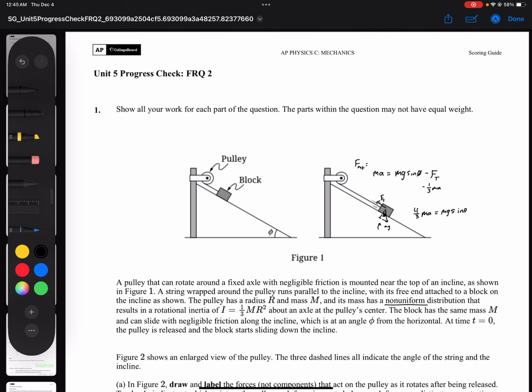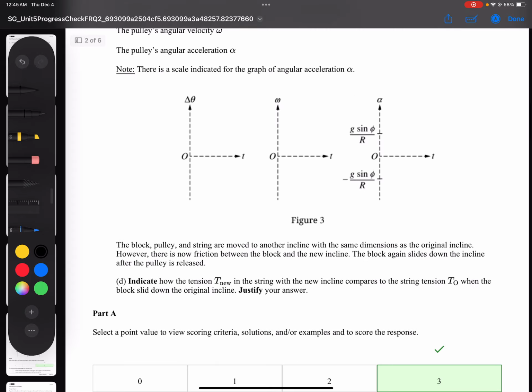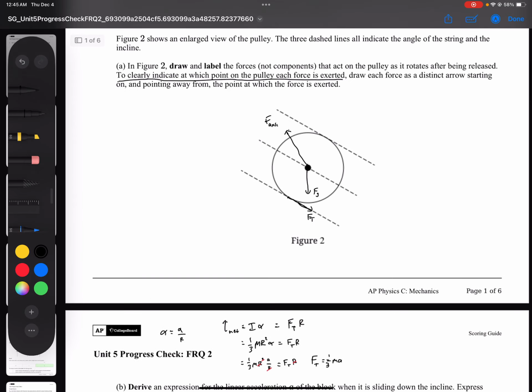Sine phi, okay, so mg sine phi. Basically one of the m's cancels out, and then I can get my final expression for a. So a is equal to 3/4 times g sine phi. All right, and that's our answer.